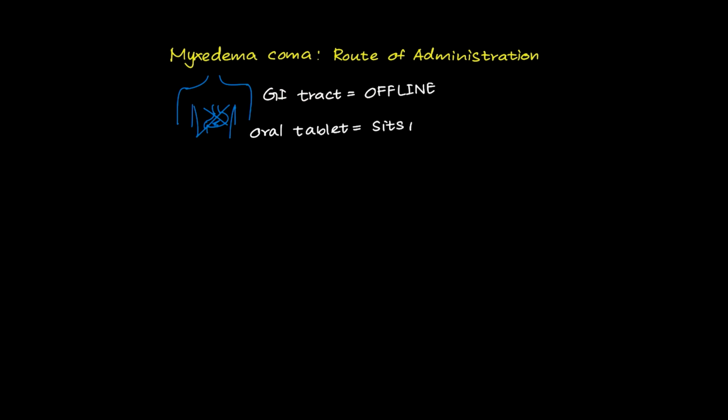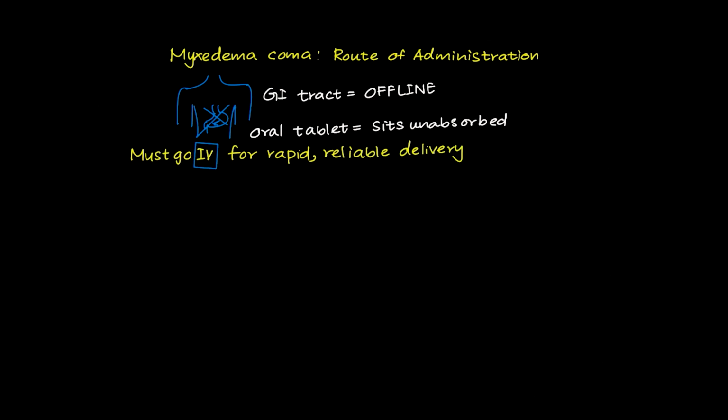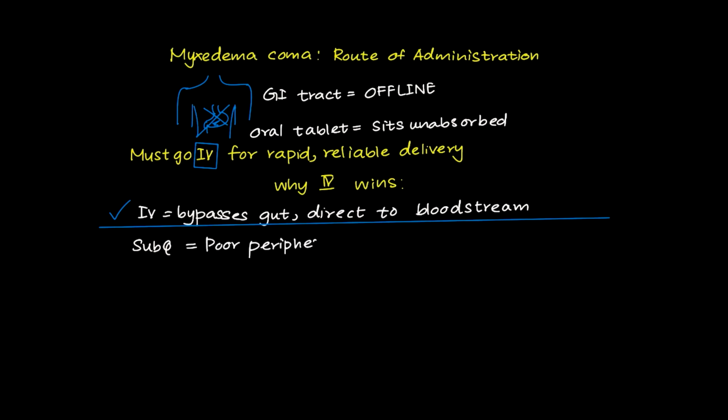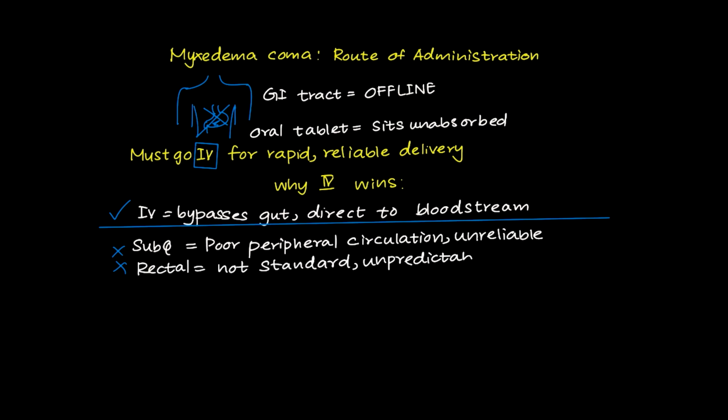The GI tract in myxedema coma is basically offline. Gut motility is so depressed that an oral tablet would just sit there unabsorbed. You can't wait for a drug that isn't getting into the bloodstream. IV levothyroxine bypasses the gut entirely and gets the hormone into circulation where it can start working. Subcutaneous injection, poor peripheral circulation in severe hypothyroidism means the drug won't absorb reliably from a sub-Q site either. Rectal suppository, not standard for thyroid replacement in emergencies, and absorption is unpredictable.